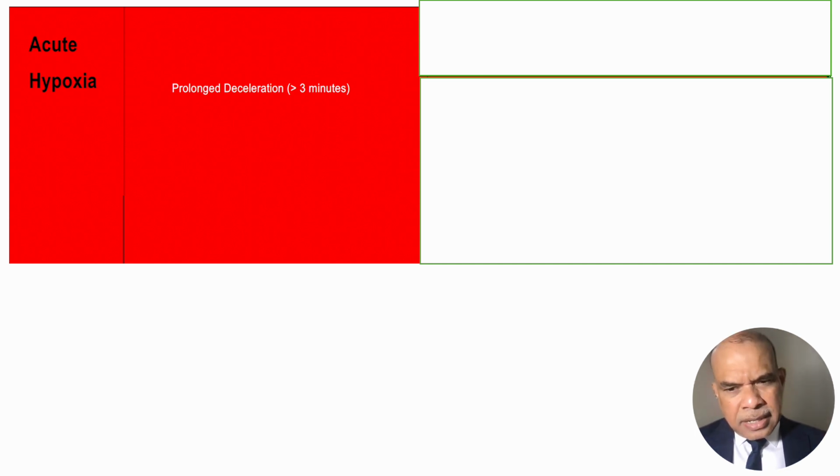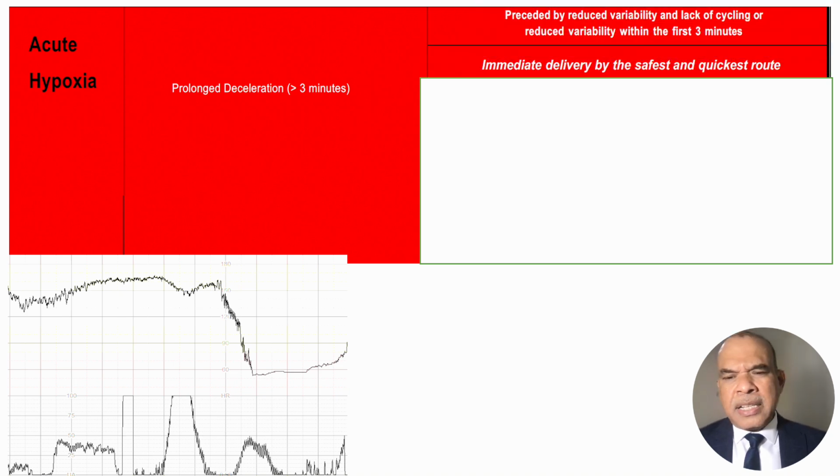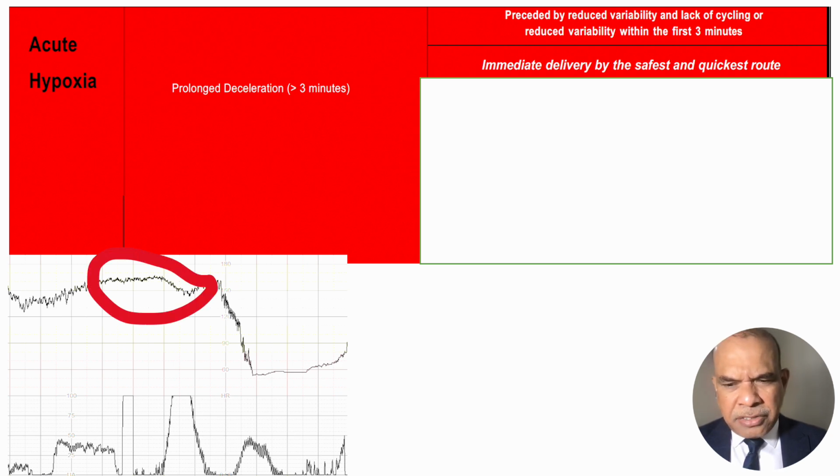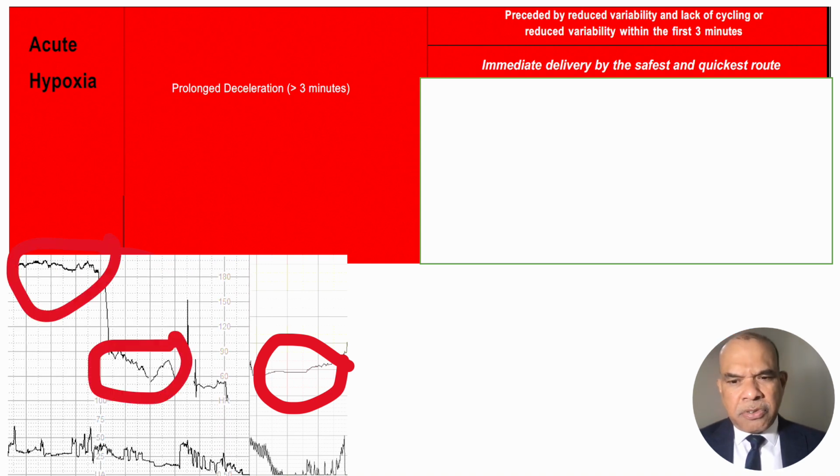Then we come to the acute hypoxia. So it's a single prolonged deceleration lasting for more than 3 minutes. So the guideline tells you, if you look at the CTG before the deceleration, if you have reduced variability before and reduced variability in the first 3 minutes, again this is based on scientific evidence, run, because most likely this is due to an irreversible cause. Whereas if you see here, again, reduced variability before, reduced variability in the first minute, run. And you can always come back, but run as soon as possible to the theatre because the likelihood of recovery is very, very low.